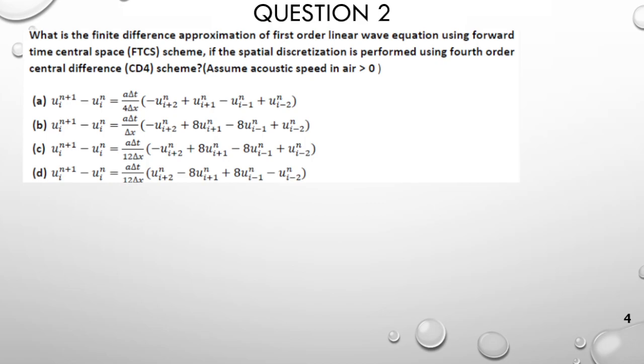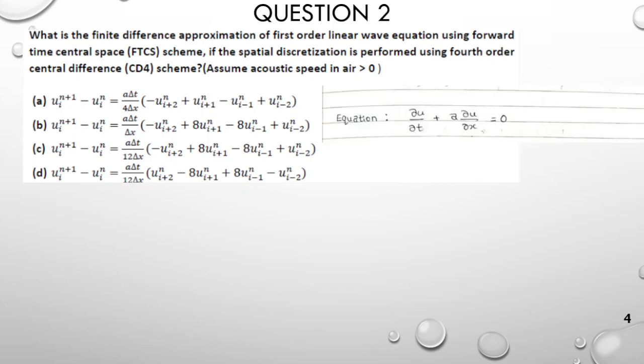In this question, it is asked: what is the finite difference approximation of the first order linear wave equation, using again forward time central space, which we just saw in our code, if the spatial discretization is performed using fourth order central difference? So instead of the second order central difference, a fourth order central difference scheme is used. We have to derive the indicial notation for the first order linear wave equation. The equation is ∂u/∂t + a ∂u/∂x = 0.